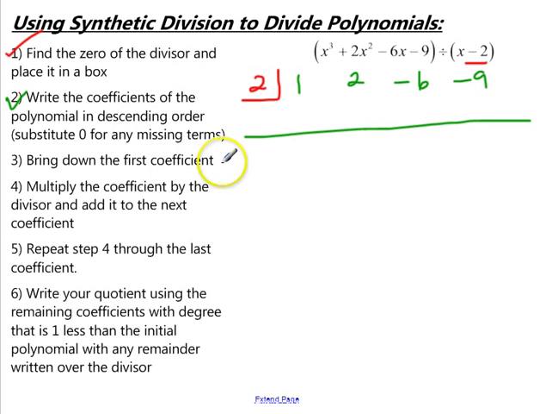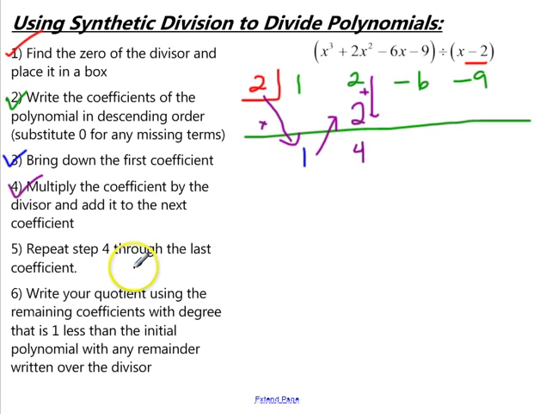For step 3, it says bring down the first coefficient. So that 1, we're just going to bring it straight down on the other side of that line. Then for step 4, it says multiply the coefficient by the divisor and add it to the next coefficient. So you're taking this 2, multiplying it by 1, and placing it over here. 2 times 1 is 2. And then add it to the next coefficient. You're going to add these two straight down this way. So 2 plus 2 is 4.